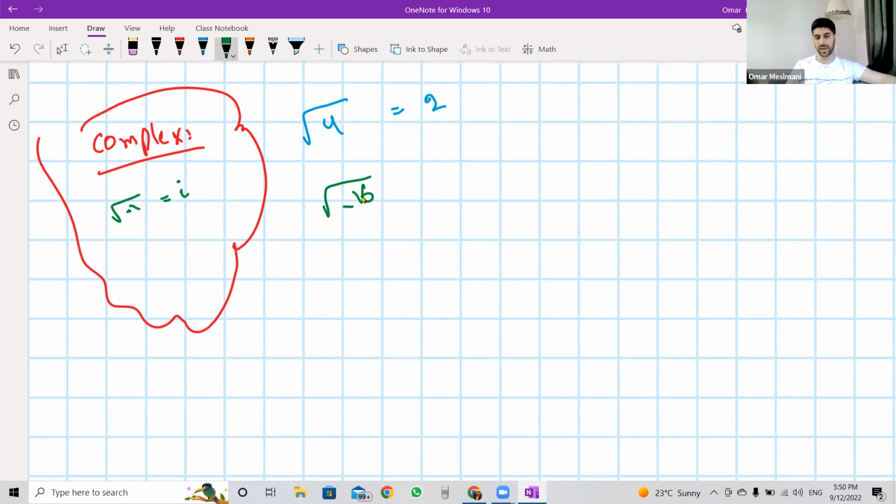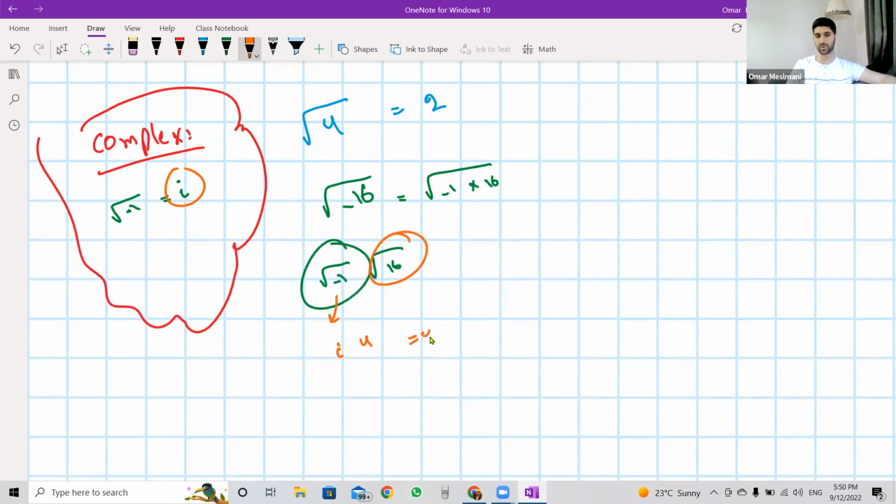Any problem? So now I can say this: the square root of negative 16, instead of saying negative 16, I can say it's negative 1 times 16. I'm going to distribute the root: root of negative 1 and root of 16. What is the root of negative 1? We know it as an i. What is the root of 16? It's a 4. Basically, this is what we call 4i. This i is what we call imaginary numbers. Only the root of negative 1 is an imaginary number.